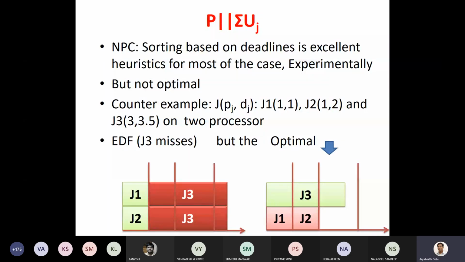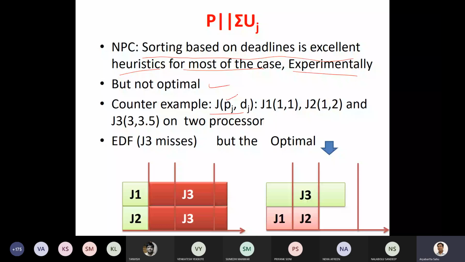So this is an NP-complete problem, and sorting based on deadline is an excellent heuristic. What do you say? Sorting based on deadline is an excellent heuristic for most of the cases, and it is proved experimentally, but it is not optimal. And you can find a counterexample. Suppose there are 3 jobs, with processing time and deadline. So J1, J2, and J3. J1 has execution time 1 and deadline 1, J2 has execution time 1 and deadline 2, and J3 has execution time 3 and deadline 3, on 2 processors. Suppose you sort the jobs based on deadline first.